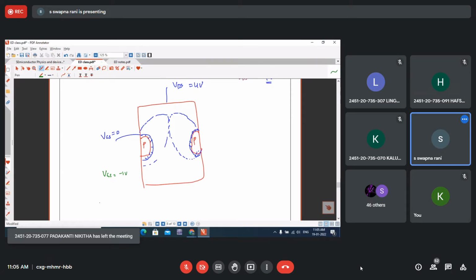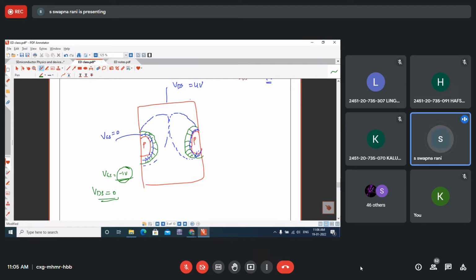Even at VDS equal to 0, because of this minus 1 volt reverse bias, before we apply any VDS, the depletion regions will already be slightly penetrated into the channel because of this external minus 1 volt given on the gate. So will pinch off occur before 4 volts or after 4 volts? The depletion regions have already penetrated because of giving minus 1 volt.